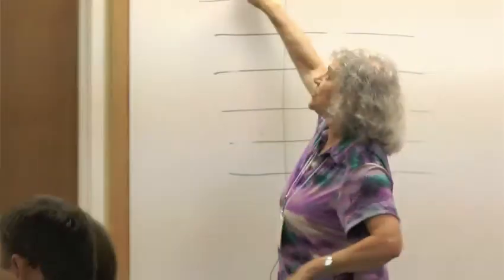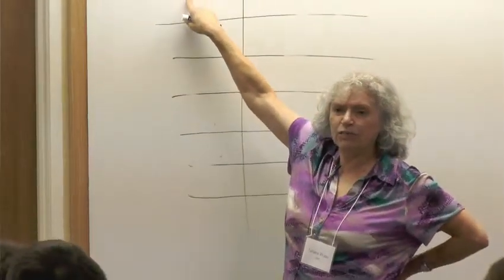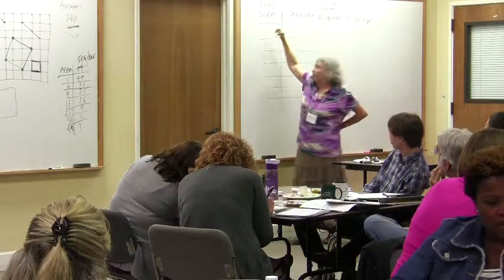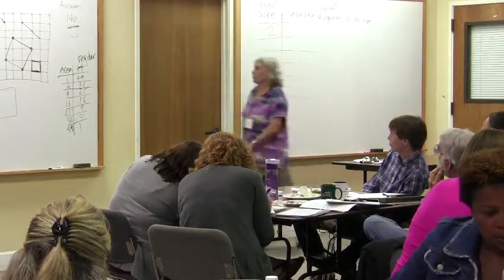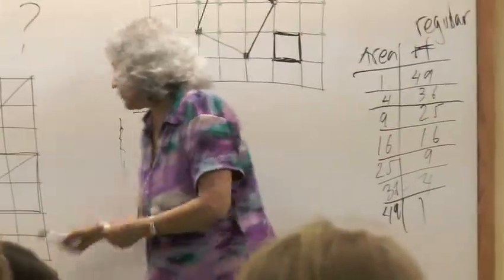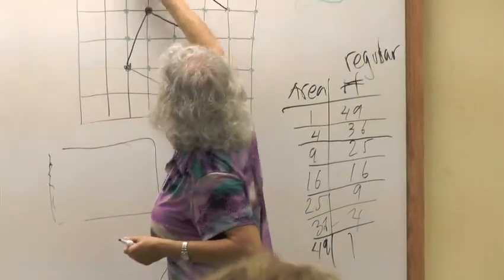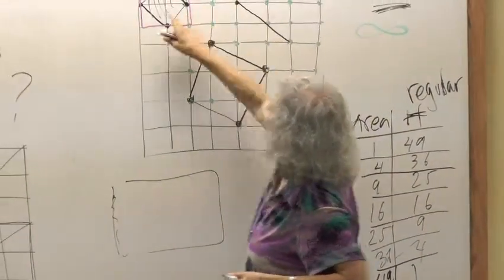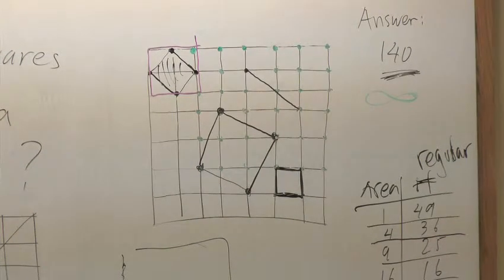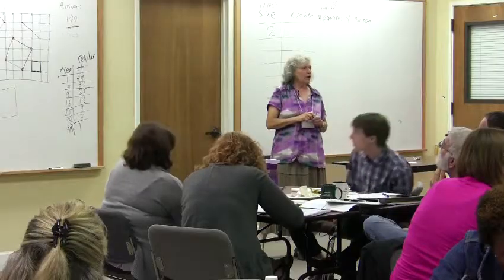So what is the smallest area? The smallest area of a tilted square? 2. Now, why is it 2? Why is the area of this one, that tilted one, 2? I want to hear one good explanation because I don't see that it's 2.